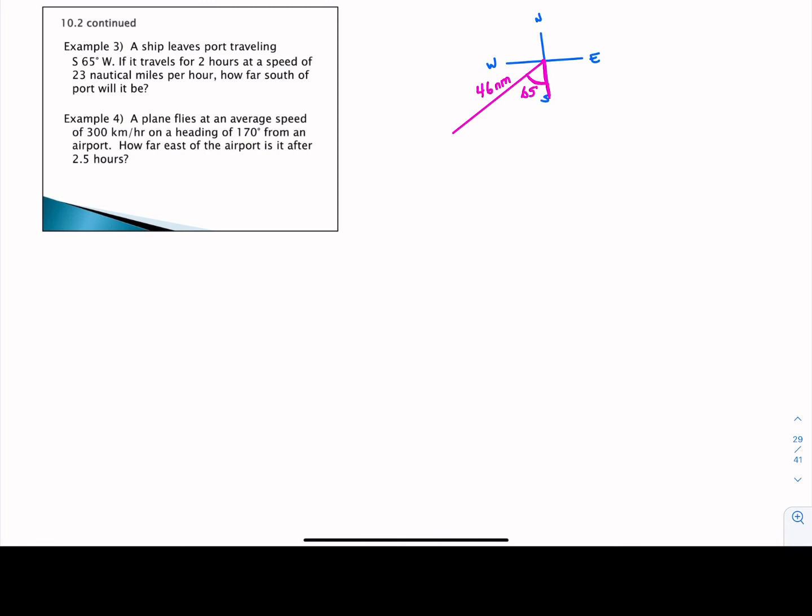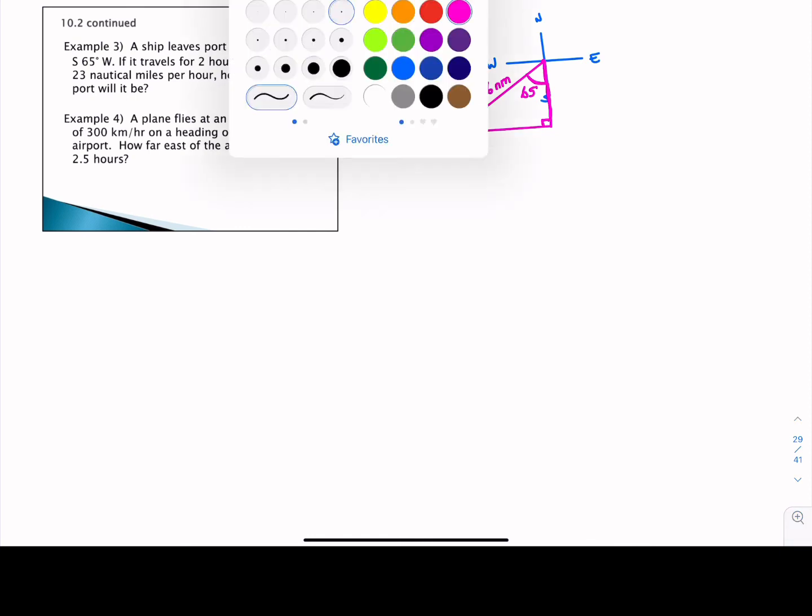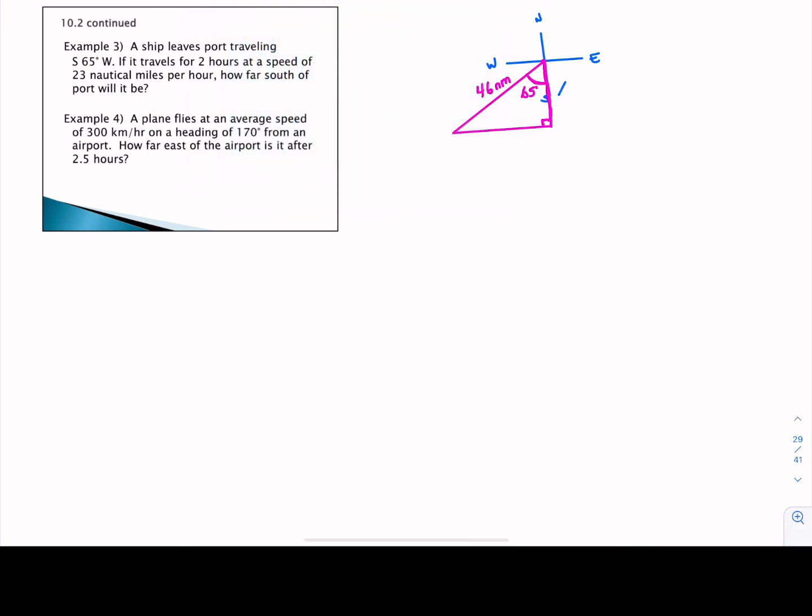What they're asking is at the end of our 2-hour journey, how far south of port is this ship going to be? So if I draw a right triangle, and I can draw a right triangle here because I know that I want to know how far I am directly south of port, we've got a right angle measuring in this location. If we want to know how far south of port we are, we're looking for this side length here, and I'm just going to call that X for now. So we have technically the hypotenuse, and we're looking for a side now. Whether we call that adjacent or opposite depends on how we choose our reference angle.